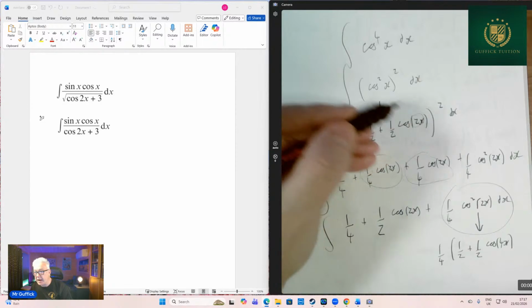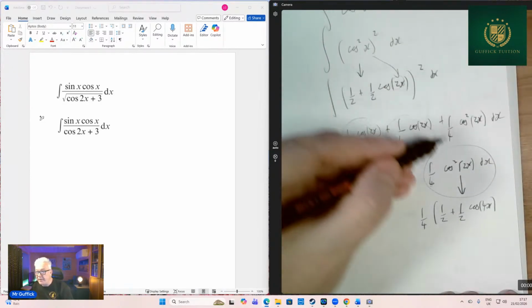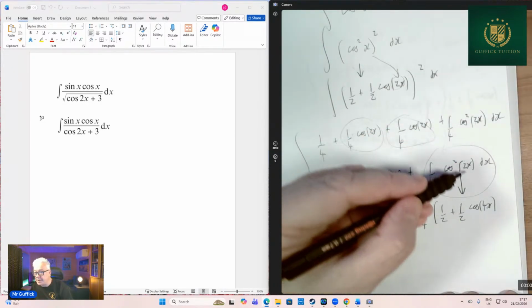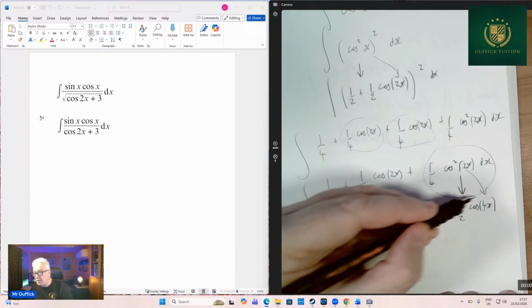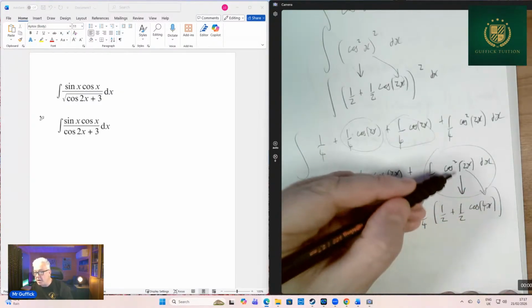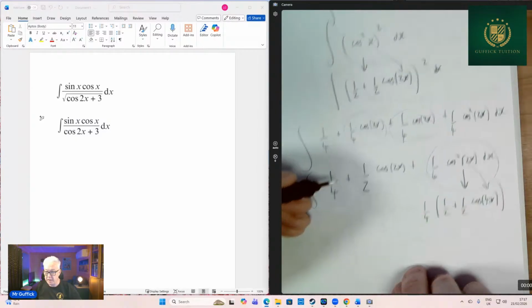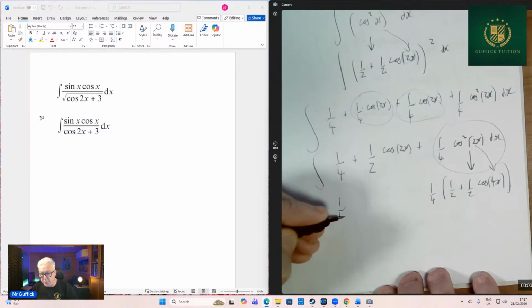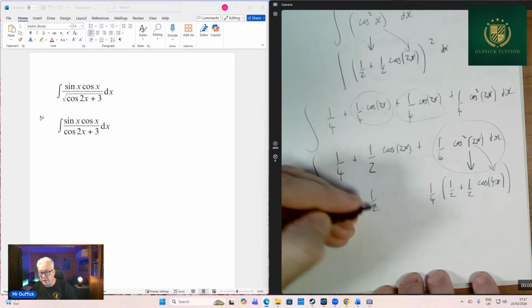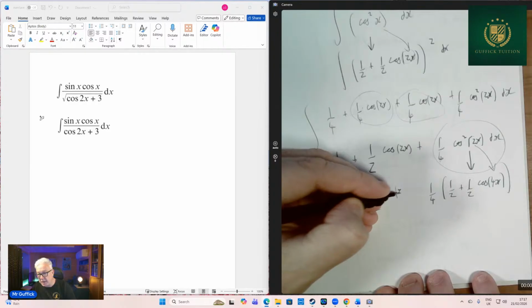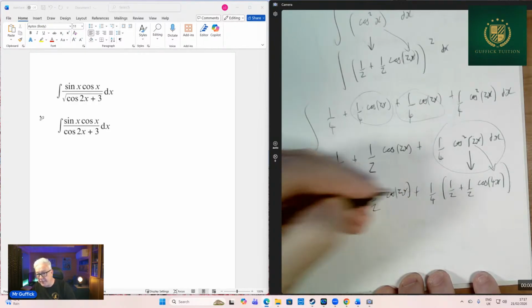So the x became 2x. So if we've got cos squared 2x, when we use the double angle formulae, that's going to become cos squared 4x there. So be careful about that one. Okay. But now we should be good to go. So let's have a look and see what we've got.